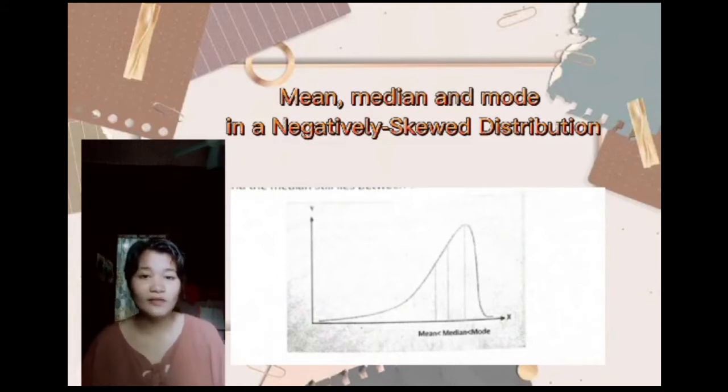Dito sa figure 3, negatively skewed distribution siya. So, ang curve niya ay nasa negative direction. Ang mode ay may pinakamataas na value kasi nandun siya sa unahan ng positive direction. Ang mean ay may pinakamababang value kasi andun siya sa low scores kahit na nasa positive direction siya.